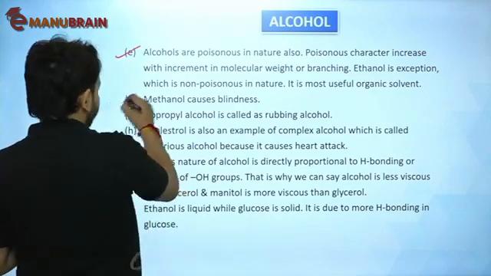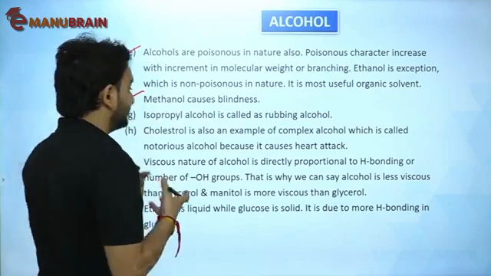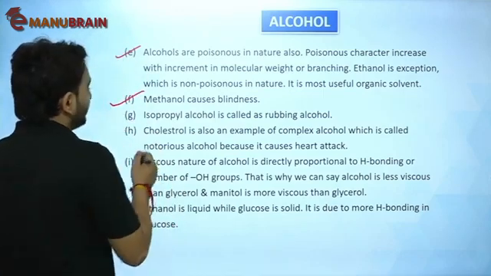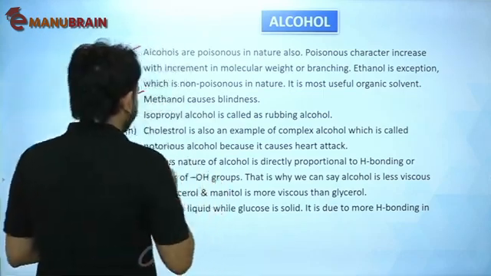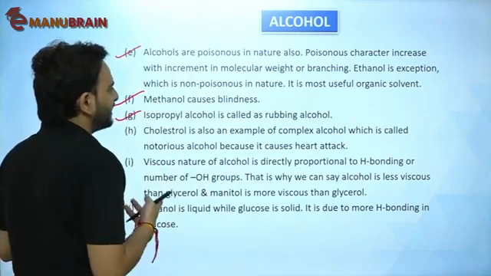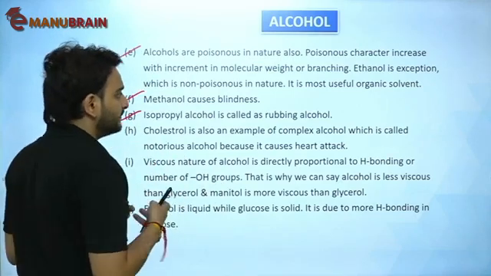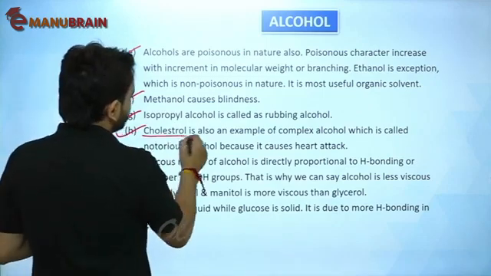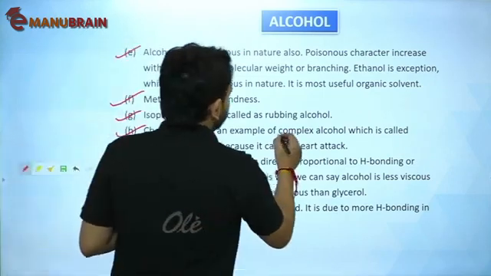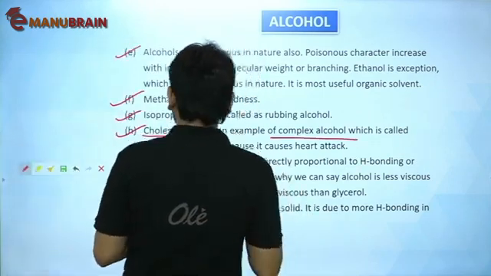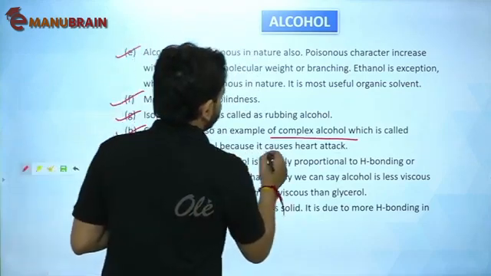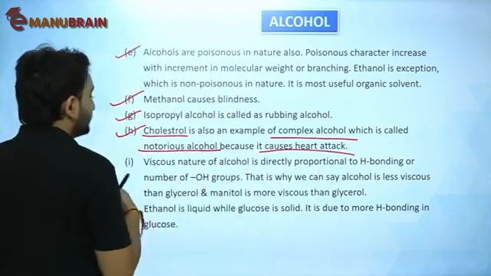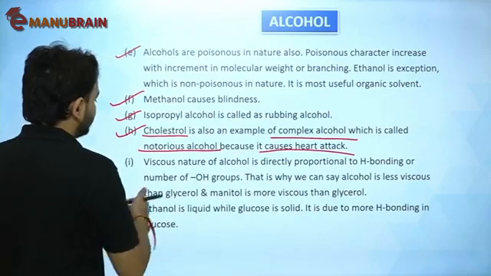Methanol causes blindness, right? Isopropyl alcohol is called rubbing alcohol, so whenever you rub it on certain portions, it has certain benefits. Cholesterol is again an alcohol, an example of a complex alcohol, which is called a notorious alcohol because it causes heart attack, right? So we know about cholesterol problems and so forth.